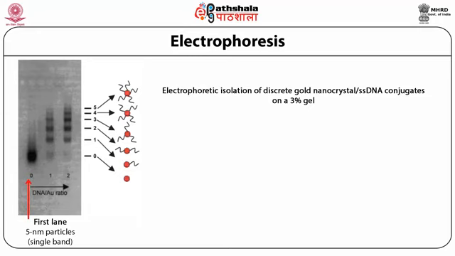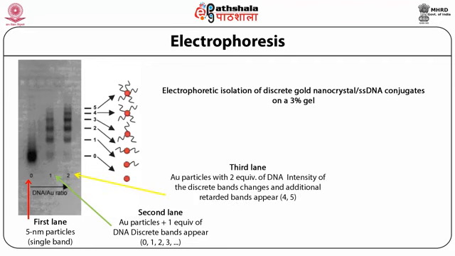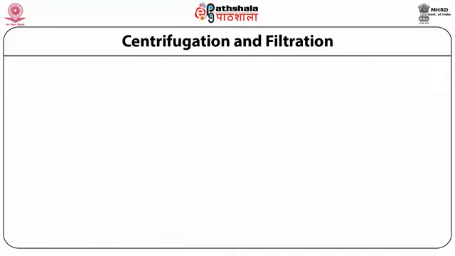So here in the first lane, only gold particles are applied. In the second lane, the gold particles with one equivalent of DNA are resolved. So we can see their discrete bands at 1, 2, 3, 4. And in the third lane, the gold particles are mixed with two equivalents of DNA, and you see the intensity is increasing and more bands have appeared.